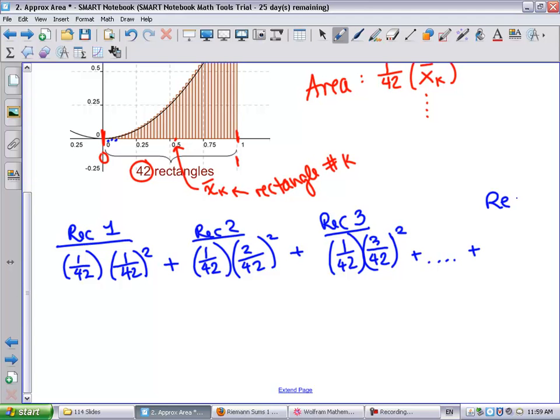So rectangle number 42 would have a width of 1 over 42. And what are we plugging in for the last rectangle? Well, we've gotten all the way to the end, so we'd be plugging in 1. So you'd fill in these dots with all the missing ones and add them up with your calculator.